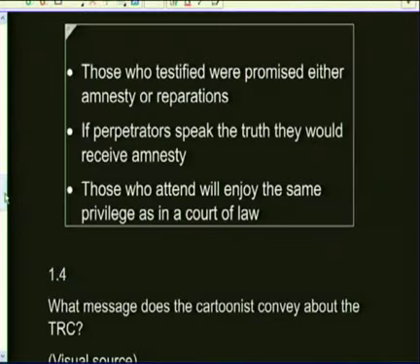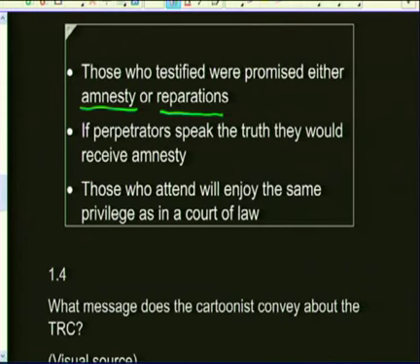So when we look at 1.3, the main points that I'm going to underline are the victims and perpetrators. It's very important that in your answer, you give an answer that will show both the victims and the perpetrators and how they were going to attend the TRC. Now, let's look at a possible answer here. Those who testified were promised either amnesty or reparations. Now, you can see from this answer that both victims and perpetrators are represented. So that was amnesty for the perpetrators and reparations as well.